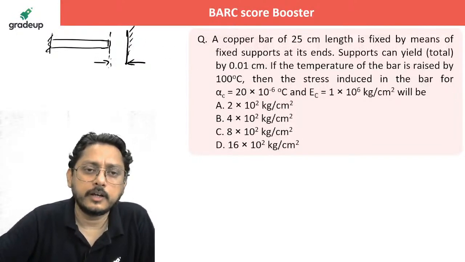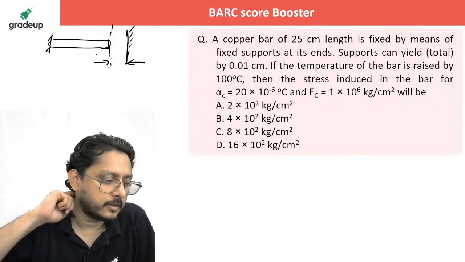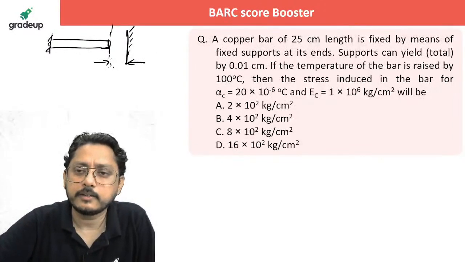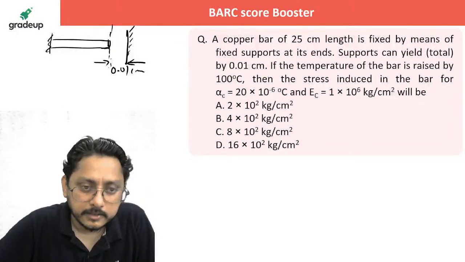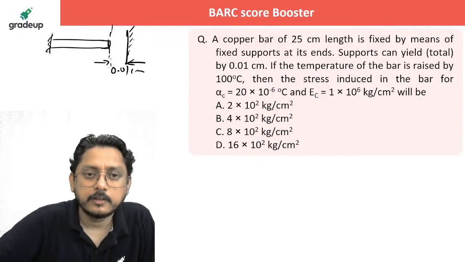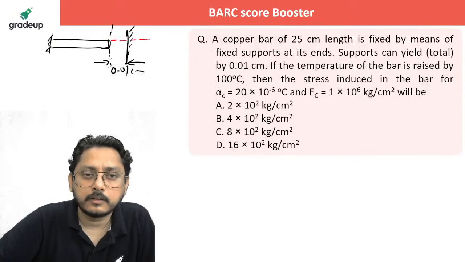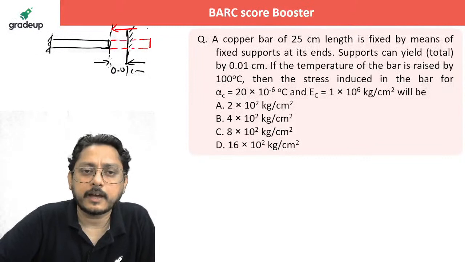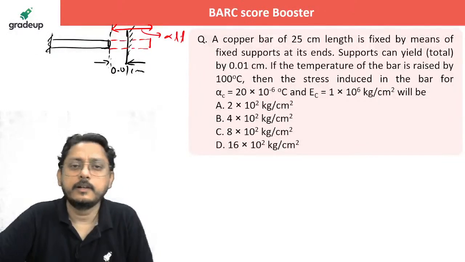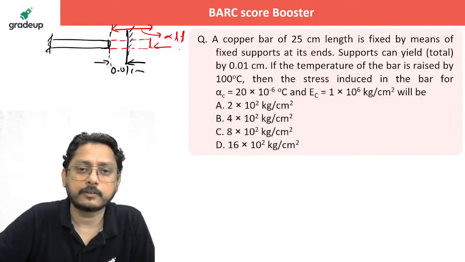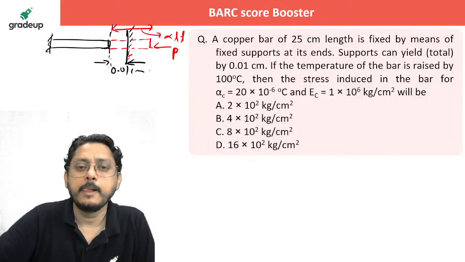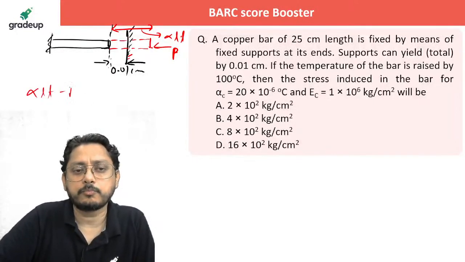So here the yielding, if it is yielding, this is the final one, that is 0.01 centimeter, right? Okay. So free expansion is actually alpha LT, and if you apply the force here, what will happen? It will once again bring it back to the position where it is going to be retained. So finally I can write that alpha LT minus PL by AE is equal to 0.01.